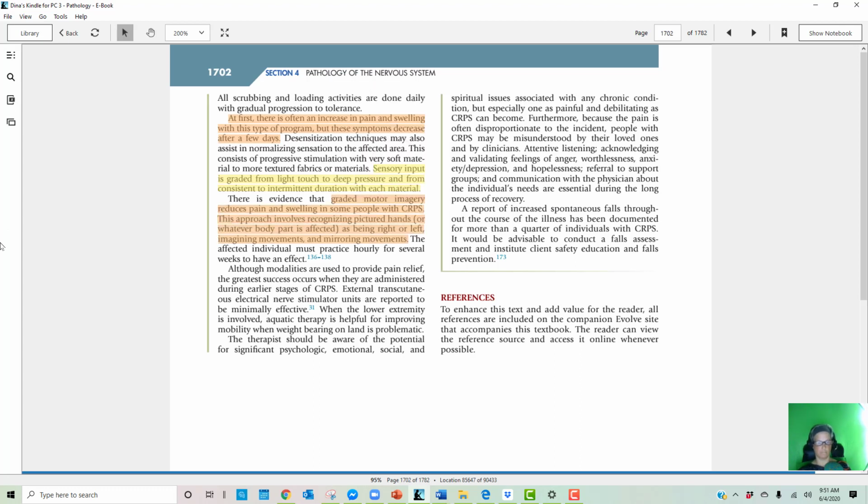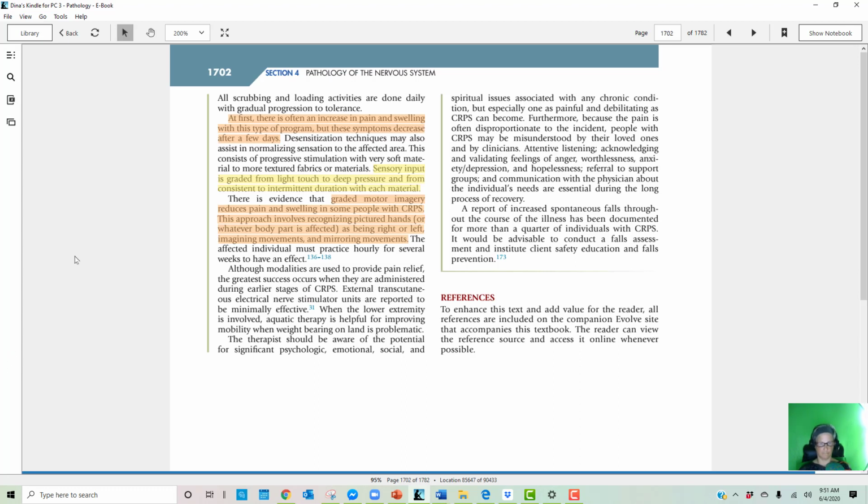Although modalities are used to provide pain relief, the greatest success occurs when they are administered during earlier stages of CRPS. External transcutaneous electrical nerve stimulator units are reported to be minimally effective. When the lower extremity is involved, aquatic therapy is helpful for improving mobility when weight bearing on land is problematic.